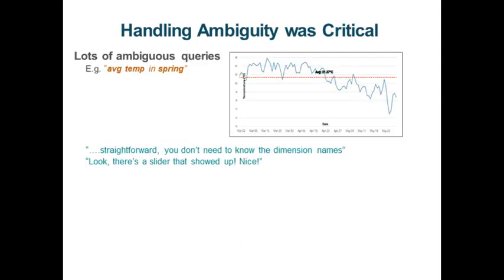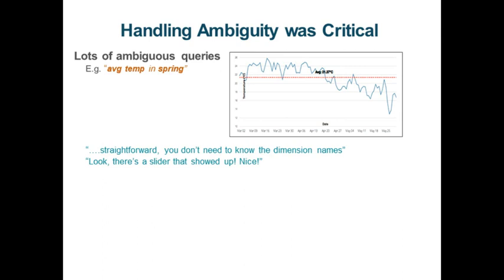Some other things that we learned in our studies were that handling ambiguity was a really critical aspect of the system. There were lots and lots of ambiguous queries that people typed into Eviza. If you take just one simple example of average temp in spring, there's at least 3 ways in which this query is ambiguous. AVG is a short form for the word average. Temp is a short form for the attribute related to temperature. And spring is a fuzzy measure of time. And so handling these kinds of cases was really critical to making the interaction fluid.